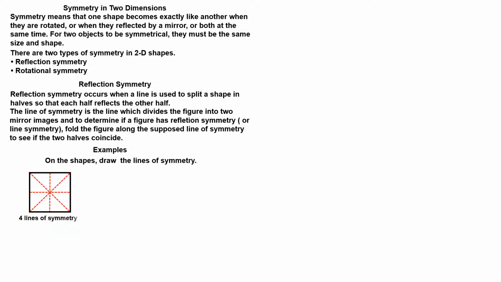Examples. On the shapes, draw the lines of symmetry. Square. This is a line of symmetry. This is a line of symmetry. The diagonal is a line of symmetry. Another diagonal. Four lines of symmetry in a square.